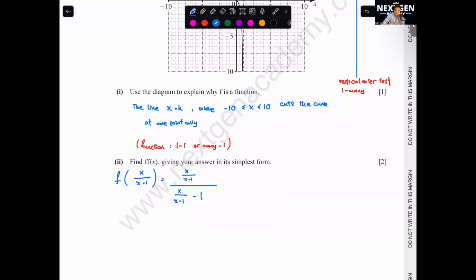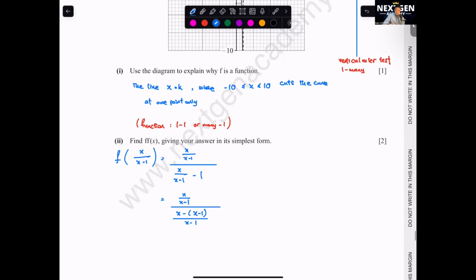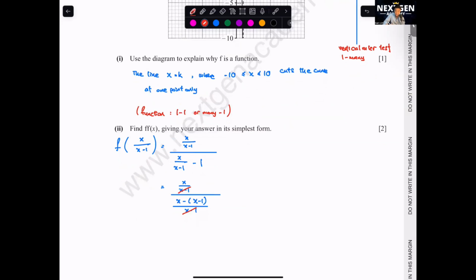Okay, now let's simplify this. The bottom part, we can change it to one fraction. So x over x minus 1 over x minus bracket x minus 1 over x minus 1. Okay, simplify this. This one can cancel. x minus x will become 0. Then here will become x over 1 times minus 1, which is equal to x.